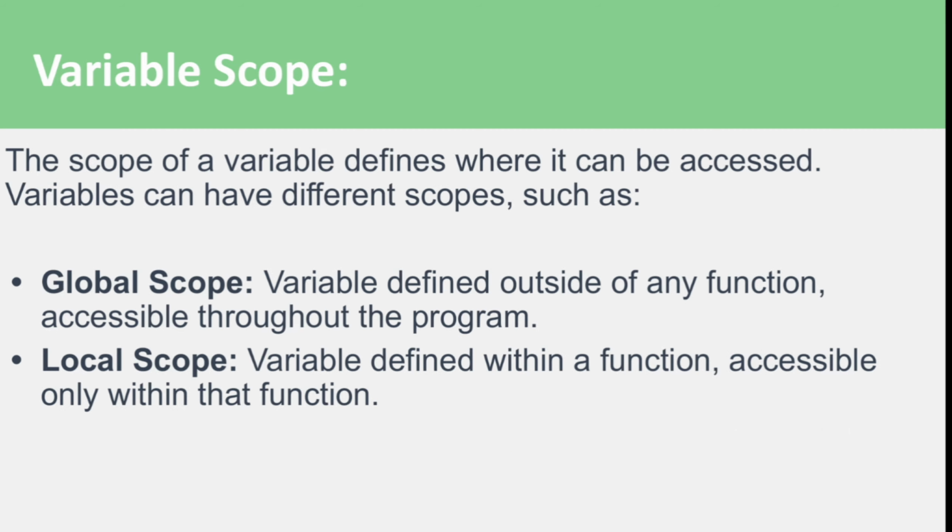Next, variable scope. The scope of a variable refers to where in the code it can be accessed. Variables can have different scopes such as global scope and local scope. Global scope: a variable defined outside of any function, accessible throughout the program. Local scope: a variable defined within a function, accessible only within that function.